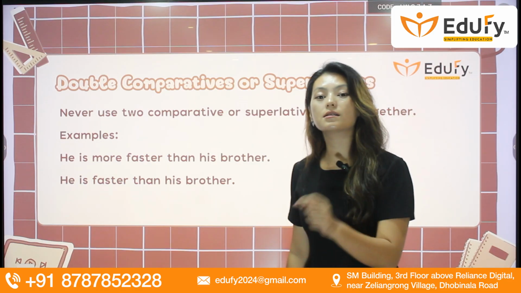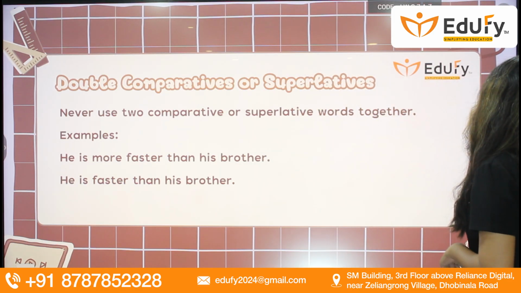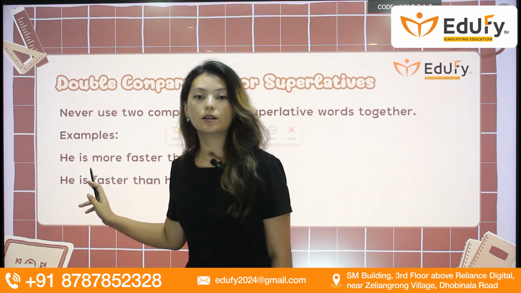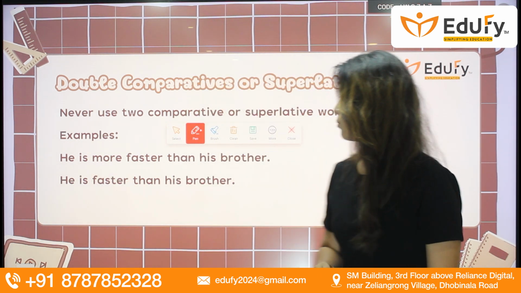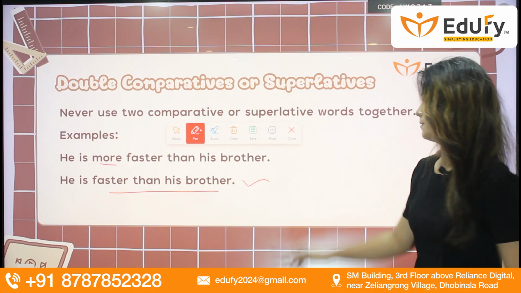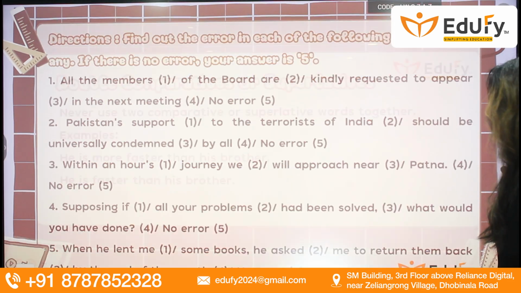The word faster itself is what? Comparing him and his brother. So I don't have to use the word more in the sentence. What will I write? He is faster than his brother. So this is very simple, I think.